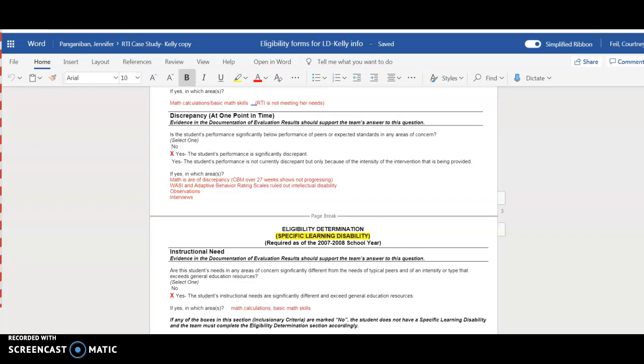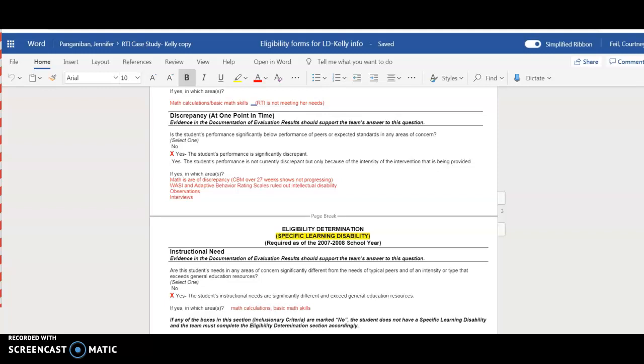So again, there are three options. Either no, or yes, the student's performance is significantly discrepant, or the student's performance is not currently discrepant, but only because of the intensity of the intervention that's being provided. In Kelly's case, the student's performance is significantly discrepant. Again, that slope is not improving, and the gap is widening between where she is at and where her peers are at. The area is math.